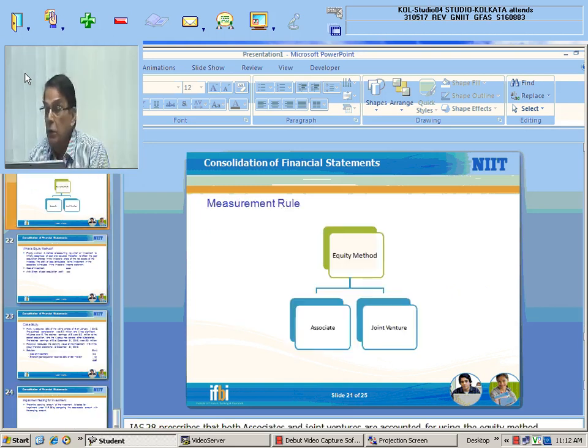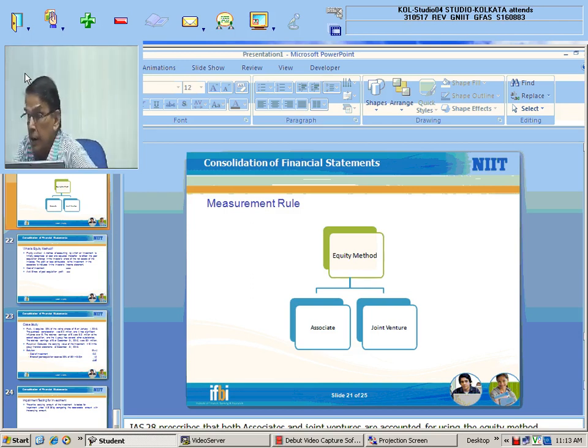Now we are talking about the equity method, which applies to both associates and joint ventures, investment in associates and joint ventures. So IAS 28 prescribes that both associates and joint ventures are accounted for using the equity method. Although IFRS 11 recognizes when a joint arrangement should be considered a joint venture and requires that such joint venture be accounted for using the equity method prescribed in IAS 28. So the same IAS 28 will apply to joint ventures as well as to investment in associates.